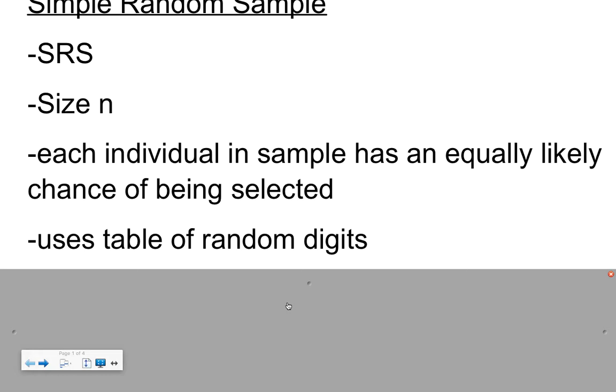And it uses something called a table of random digits. So that's what we're going to look at next here, the random digit table. This is called Table B in the back of your book, so you'll want to get that out. We'll definitely be using that for these notes and your book assignment here.